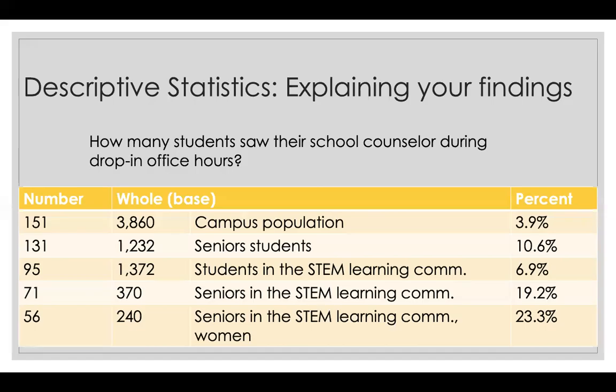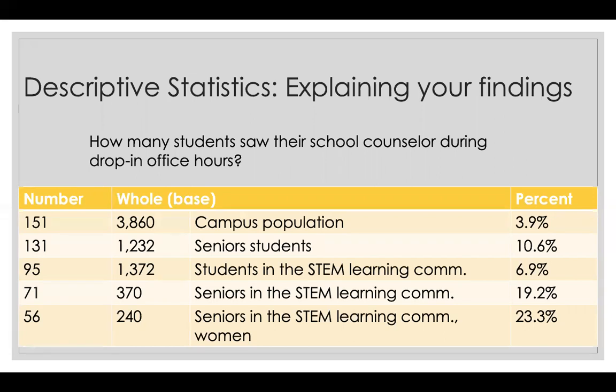So here is just another example as we think about percents and the counts. And the question here is, how many students saw their school counselor during drop-in hours? So out of the whole school, there's 3,860 students in the campus population, and 151 students saw their counselor during drop-in hours. So that is 3.9% of the whole school.